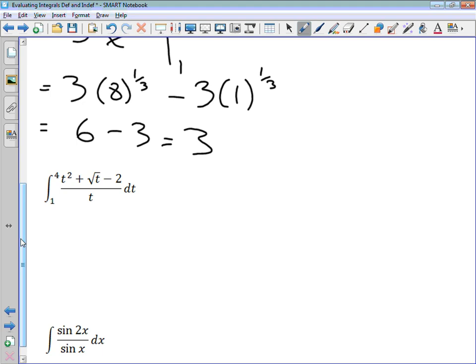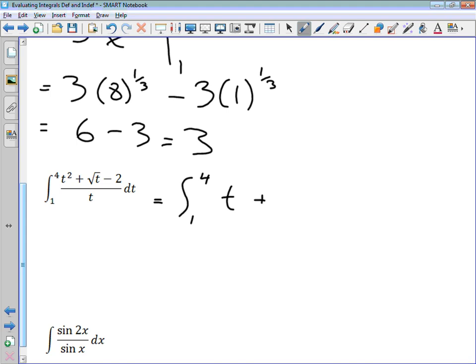No. Okay, so what I would do first here is the same thing that we did in the previous one. I'm going to try rewriting this to make it a little bit easier to process. So I'm going to rewrite this as the integral from 1 to 4. My first term here is t squared over t. So that's going to cancel and just give me a single t.